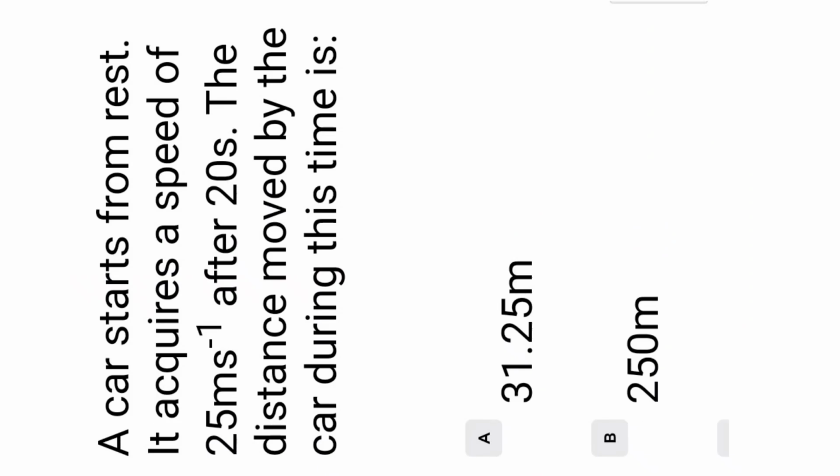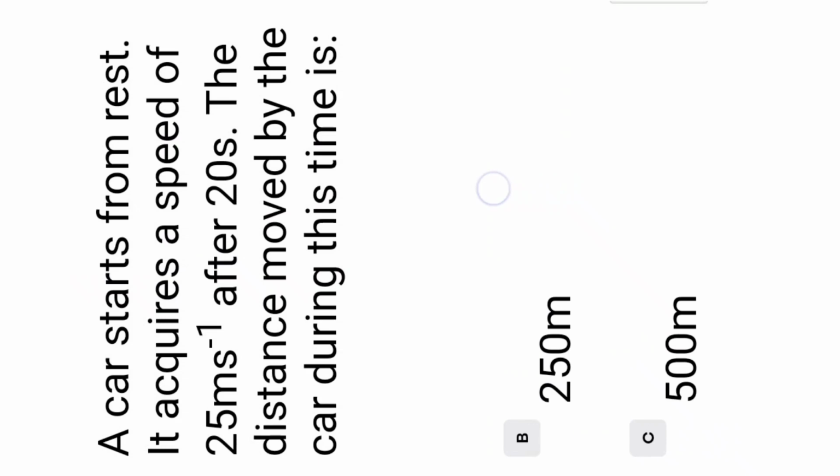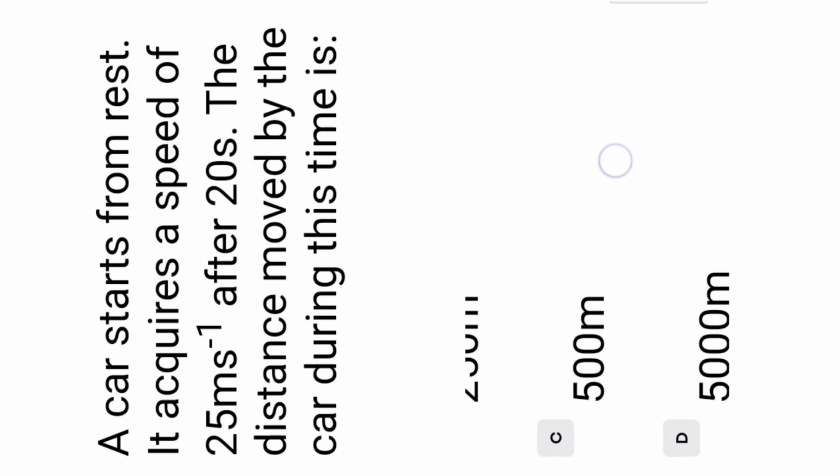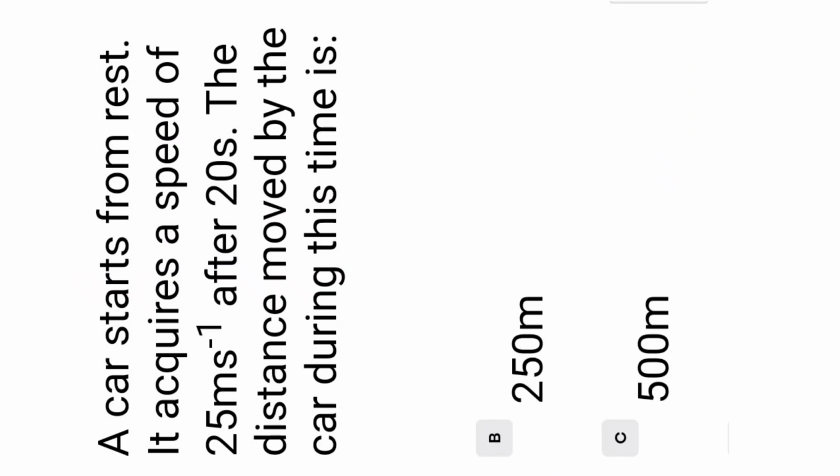A car starts from rest. It acquires a speed of 25 meter per second after 20 seconds. The distance moved by the car during this time is, formula is S is equal to VI plus VF over 2 multiplied by T. It is equal to 25 multiplied by 20 divided by 2. It is equal to 250. A 31.25 meter, B 250 meter, C 500 meter, D 5000 meter. The correct answer is 250 meter. So we take B.